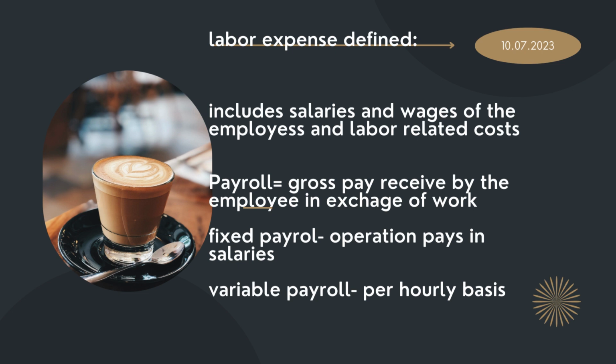Let's take a look at labor expense, which covers salaries and wages related to labor and employees. Payroll is the gross pay received by the employee in exchange for work, based on the company that hires us. There is fixed payroll, where the operation pays salaries, and variable payroll, where the salary is paid on an hourly basis.